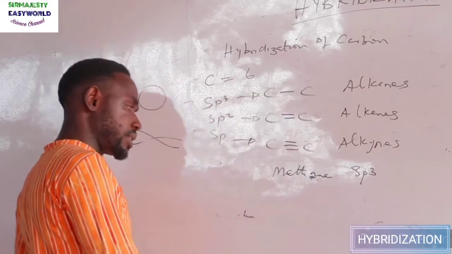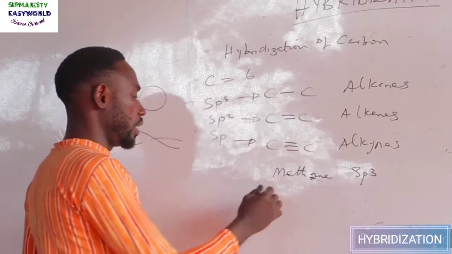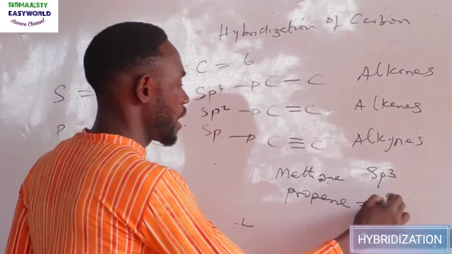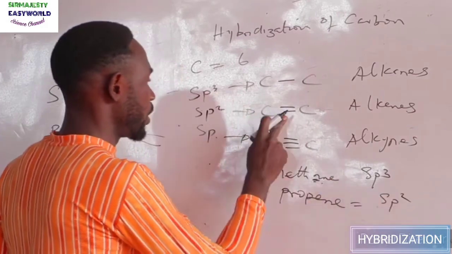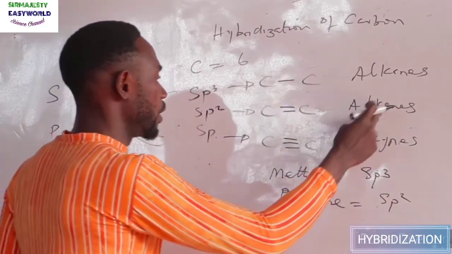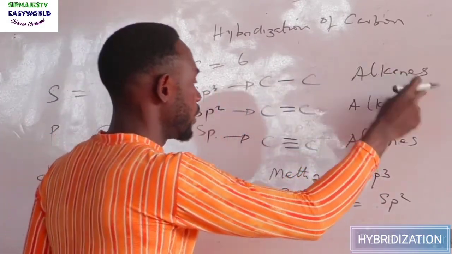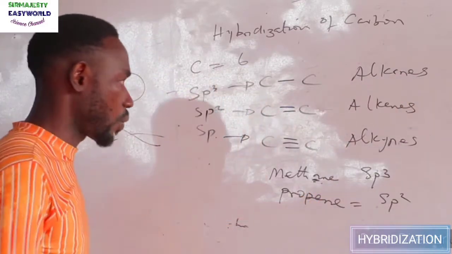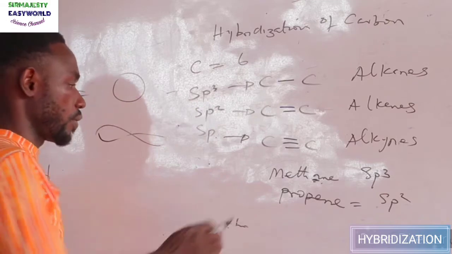Then what type of hybridization is found in, let's say, propene? ENE, nothing but sp2, because it's the ene there. Double bond is for ENE, single bond is for ANE, triple bond is for YNE. That is it on how to answer questions concerning hybridization of carbon atoms.